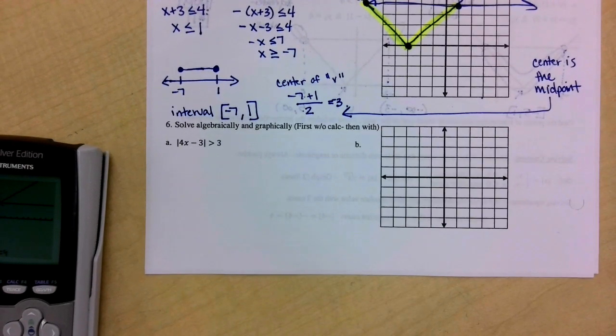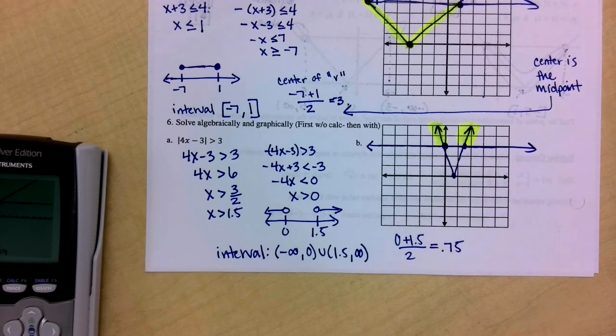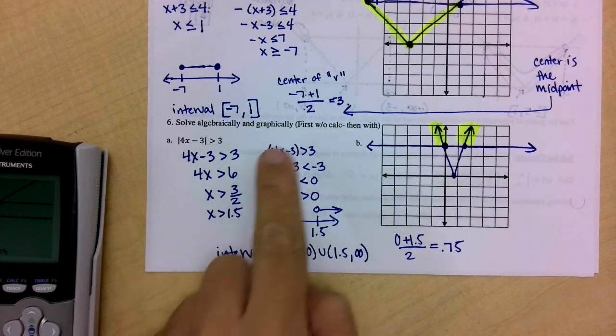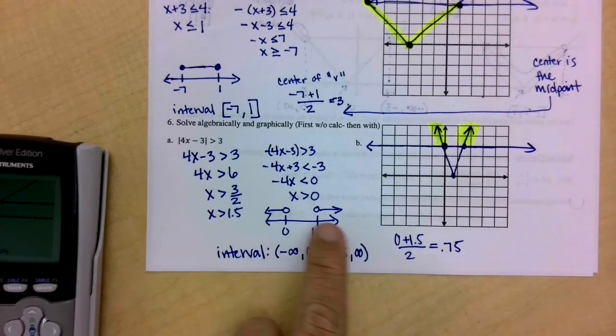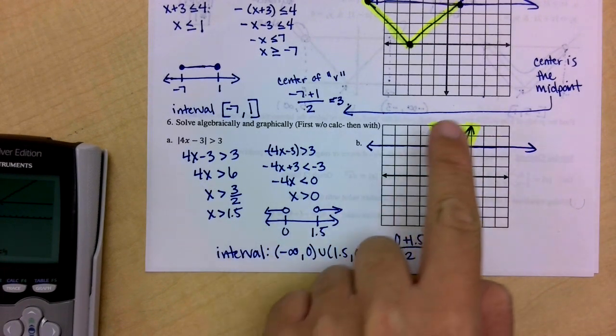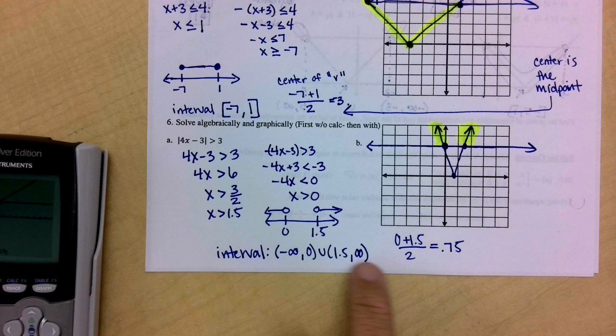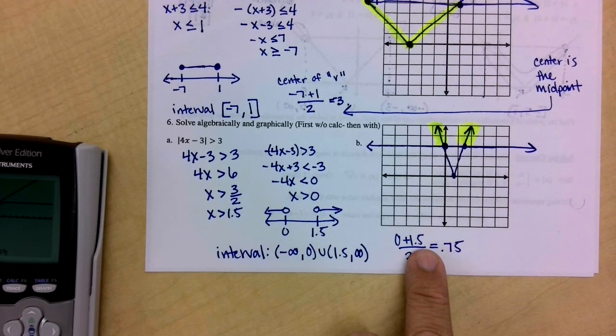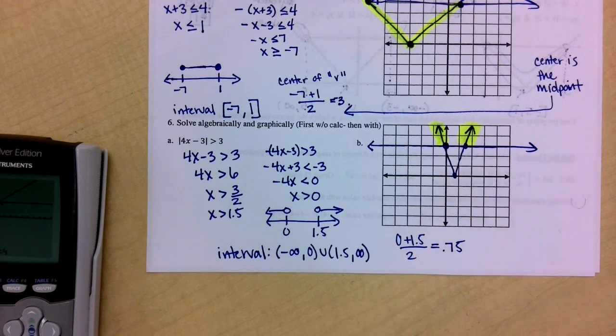It might take you a couple minutes, but try number 6. Pause the video. See if you can really do this. All right, there's your answer. Double check your work. I put all the parts on there for you. All the algebra steps. There's your number line. Here's your graph that you would have gotten on your calculator. Here's the interval and the midpoint calculation to get the center of your V, the point in your V. If you have questions on this, let me know.